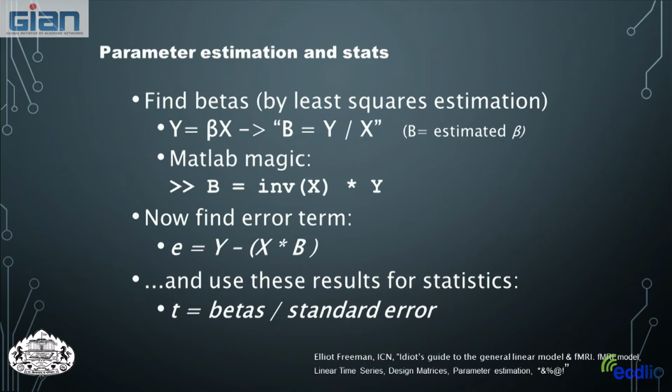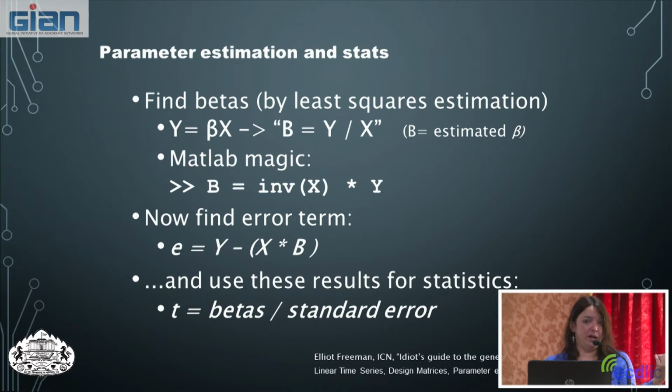Okay, so again, once we define our model, then we need to estimate the parameters of our model. Again, finding these beta weights, okay? So we do this again with the least squares approximation, and luckily our software does this for us.